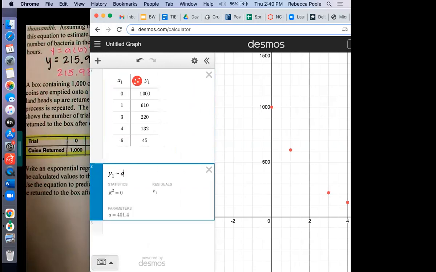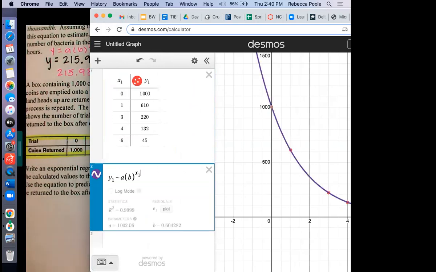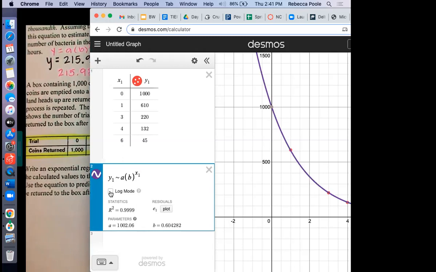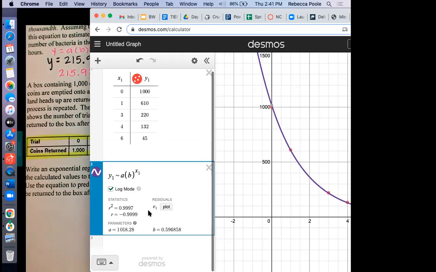A times B. A times B. X1 raised to the X, raised to the X1. Good. And Jazz, what do I have to click, babe? Oh, log mode. Everybody click log mode. If you don't click log mode, it's wrong.